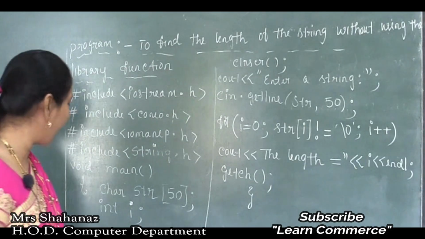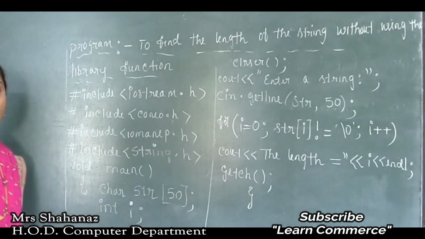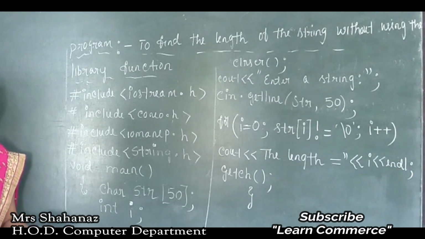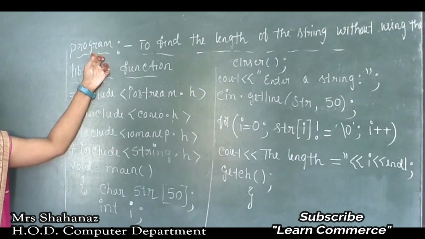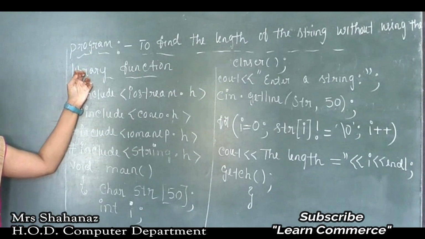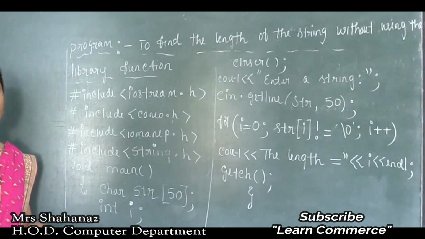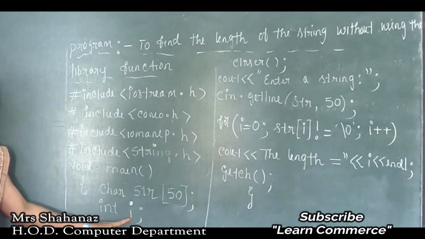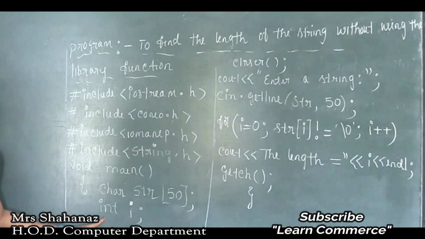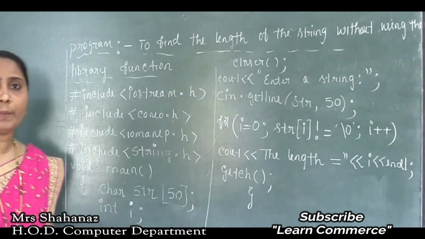Instead of L I am using the variable I in this case, because in the first program we used the library function, but this program is without using the library function. So I just changed from L to I. Later I will tell why I used the variable I here.